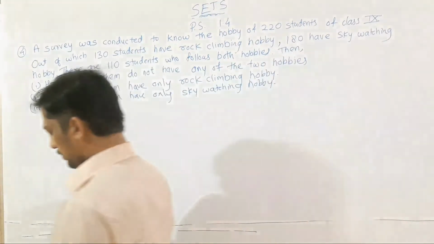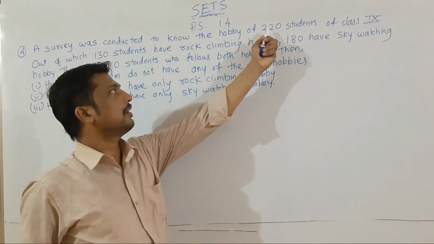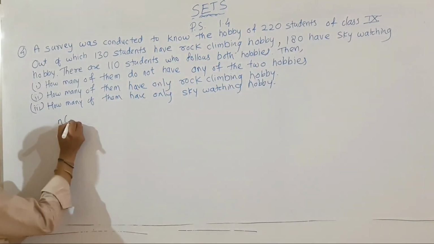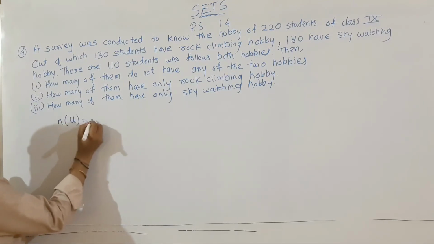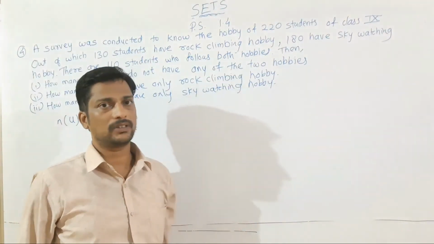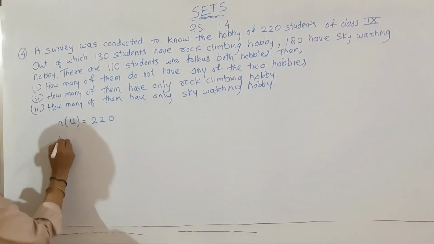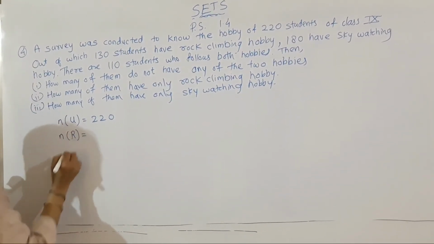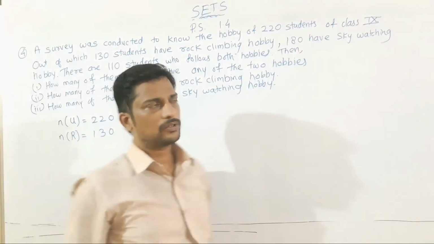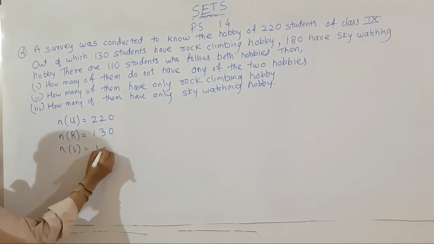Now, for that, first we will start as the. How many students were asked questions in the survey? 220. So n of universal set is nothing but 220. So total 220 students were asked the questions. Fine. Now next is what? Rock climbing hobby. So I will write number of R, rock climbing. And how many students are there? 130. Now next what I will say? Sky watching. So I will write n of S for sky watching. And that is what? 180.